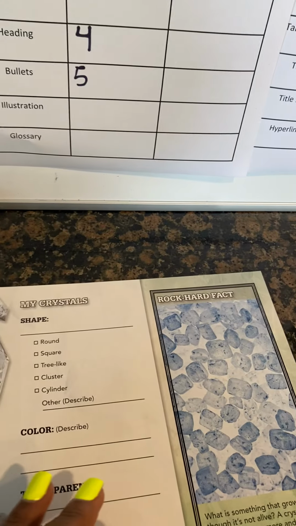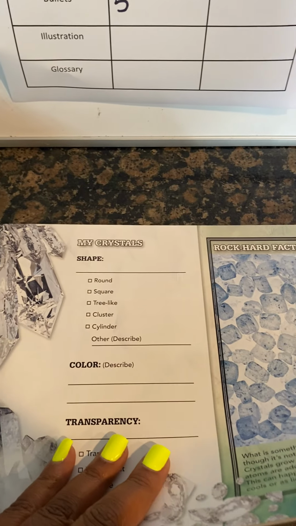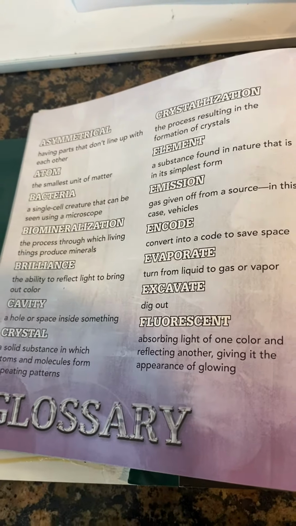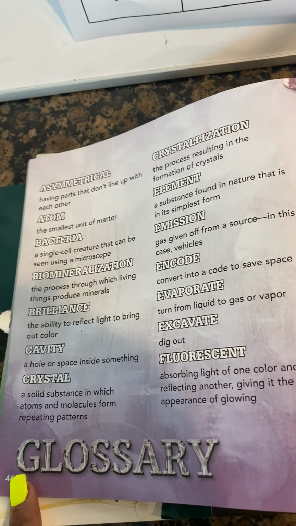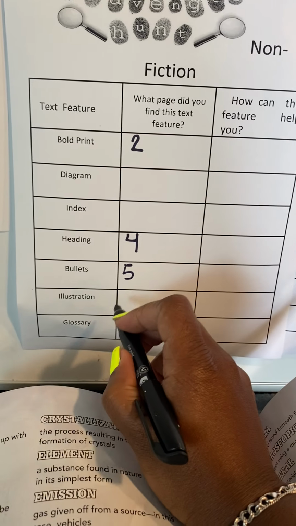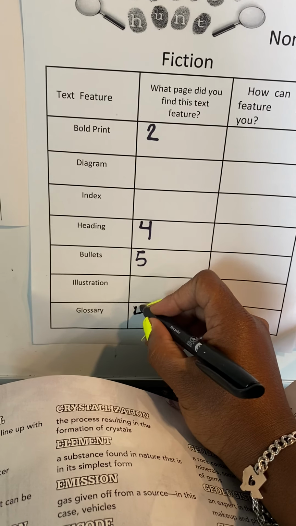Okay. And I'm going to look for one more. I'm going to see if they have a glossary. And normally the glossaries are at the back of the book as well. And there we go. This nonfiction book has a glossary. And you can find that glossary on page 46. So right here on my text feature scavenger hunt form, I'm going to put page 46.